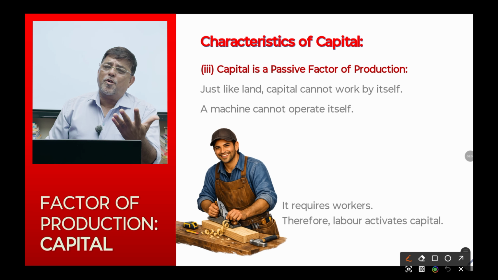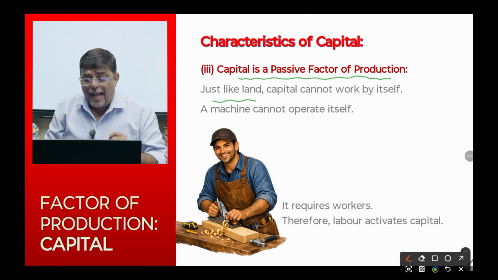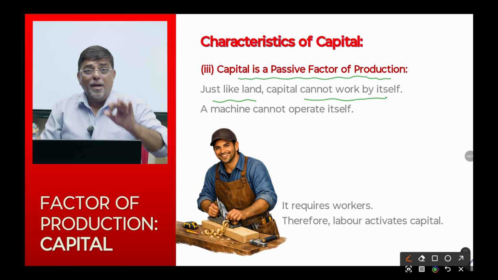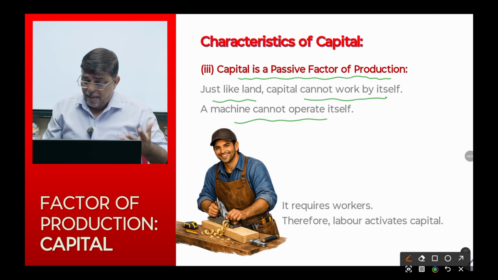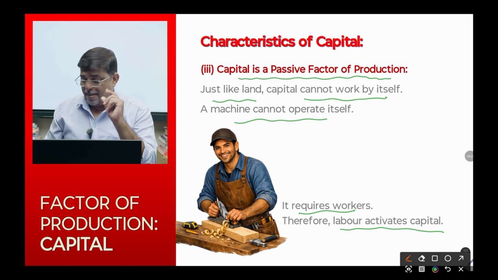Another characteristic of capital is that capital is a passive factor of production. Just like land, capital cannot work by itself. Right, my dear students? A machine cannot operate on its own. It requires workers, and therefore, labor activates capital.